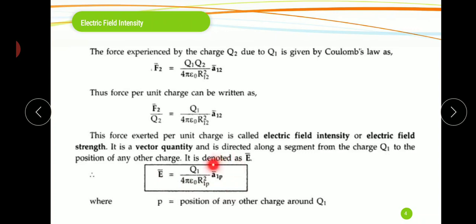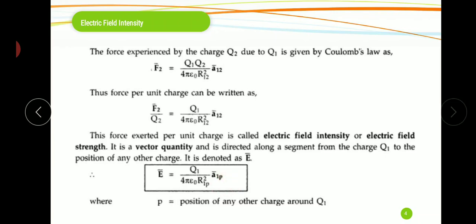Here A bar 1P is the unit vector along the line joining Q1 and the point at which we have to find the field intensity. That means that position direction is called A bar 1P.